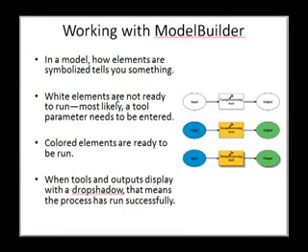In a model, the way that these elements are symbolized tell you something. When the elements are white, it's not ready to run. Most likely, the geoprocessing tool has a parameter that needs to be entered. You haven't told it the buffer distance or something like that. When they're colored, they're ready to run, and when you see these drop shadows, that means that the process has been successfully run.